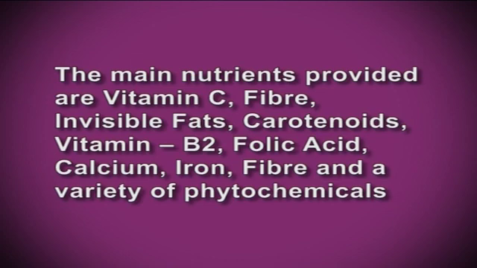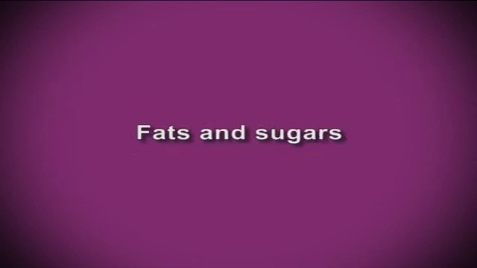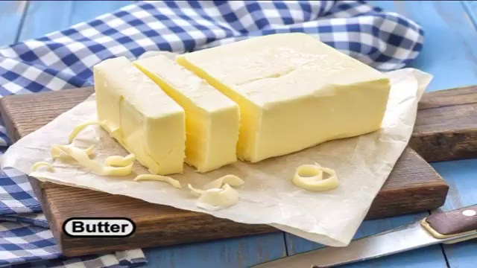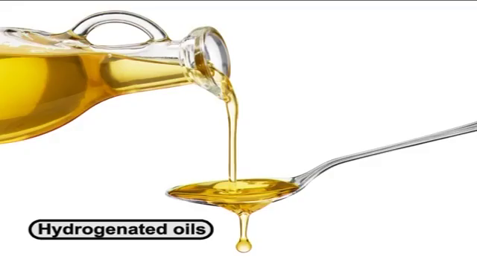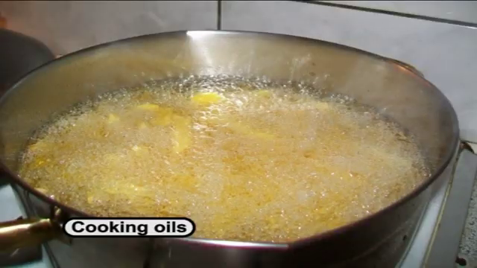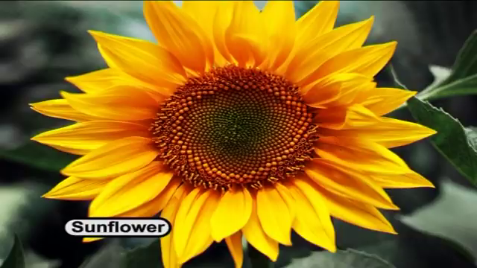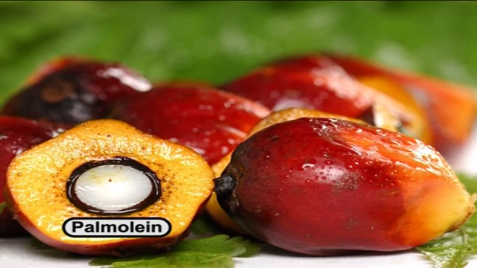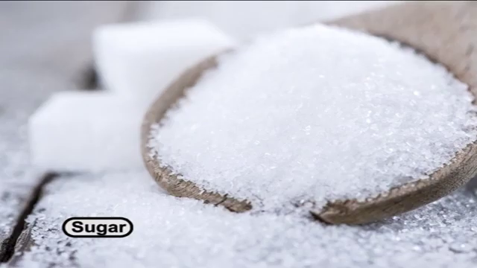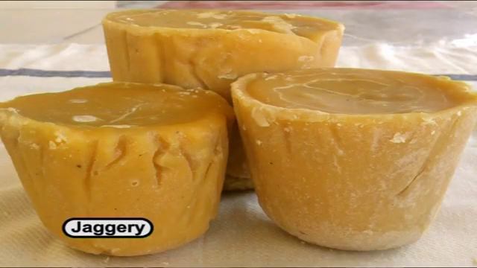The next food groups are fat and sugar. Butter, ghee, hydrogenated oils, cooking oils like groundnut, mustard, coconut, sunflower, palm oil, etc. come under fats, and sugar, jaggery under sugars. So, the major nutrients provided are energy and fats.